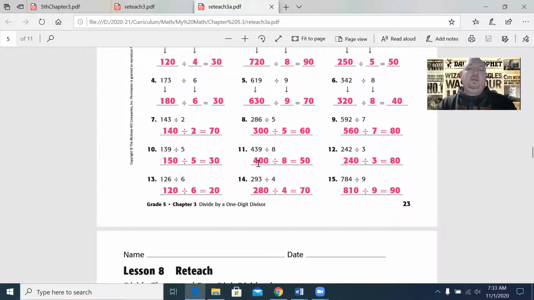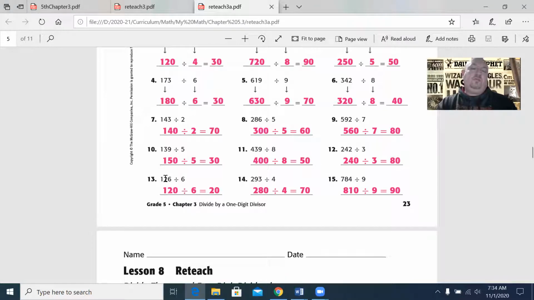We had 439 divided by 8. 8 goes into 40 is the closest one, so 400 divided by 8. 8 goes into 40 5 times. There's a 0 left over, 50. 242 and 3. Well, 3 does go into 24, and we have to make sure that we keep that a 3-digit number. So it's 240. 3 goes into 24 8 times. There's a 0 left over, 80.